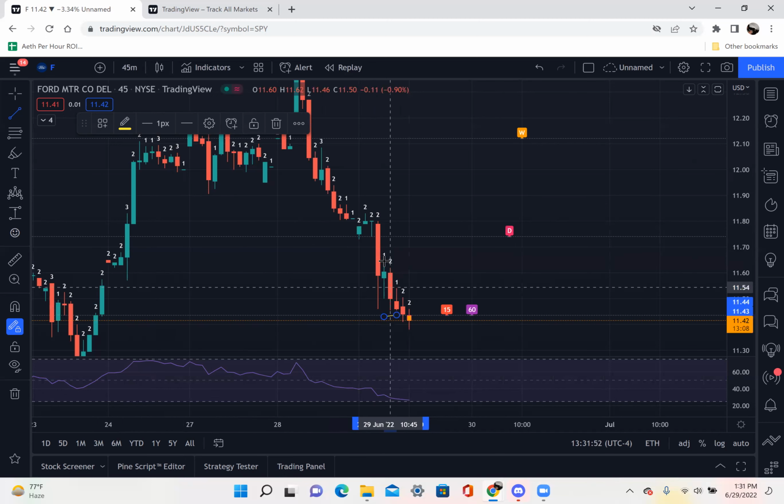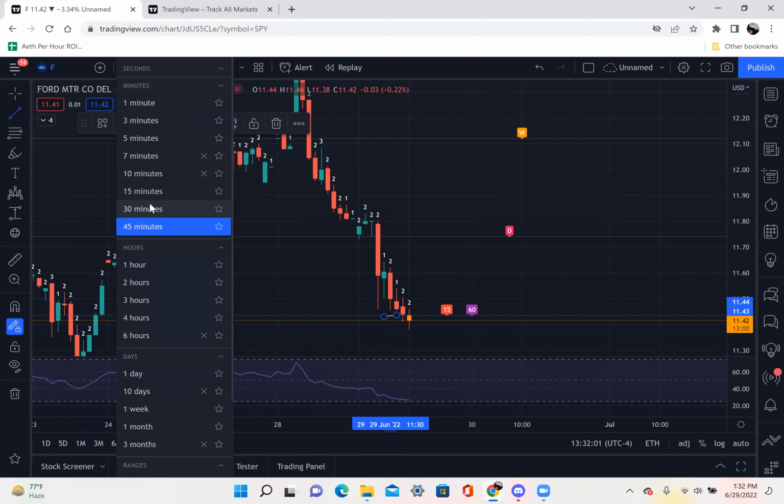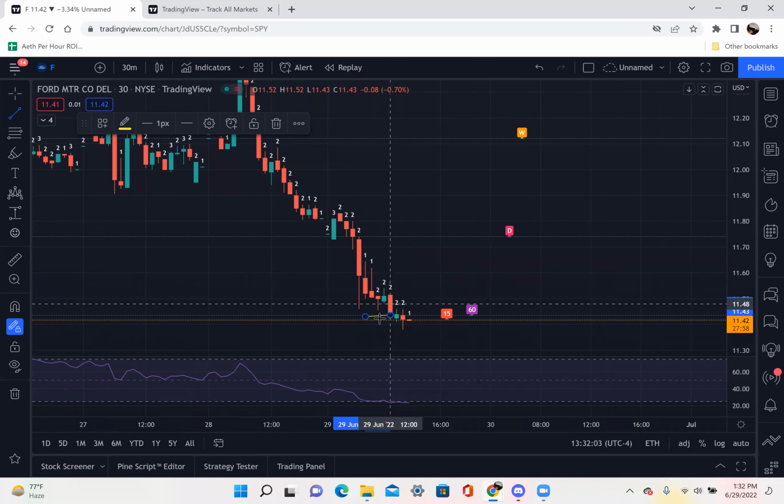It's going to be right here. It's still 2 down, 1. Look at that. It didn't even break the high of that 2 down, right? So if I bring it back to the 30-minute time frame, hopefully that makes sense. 2 down, 2 up. Did that make sense?